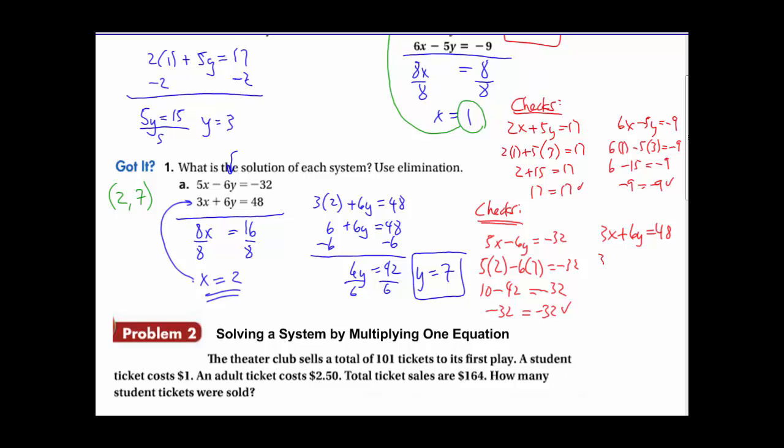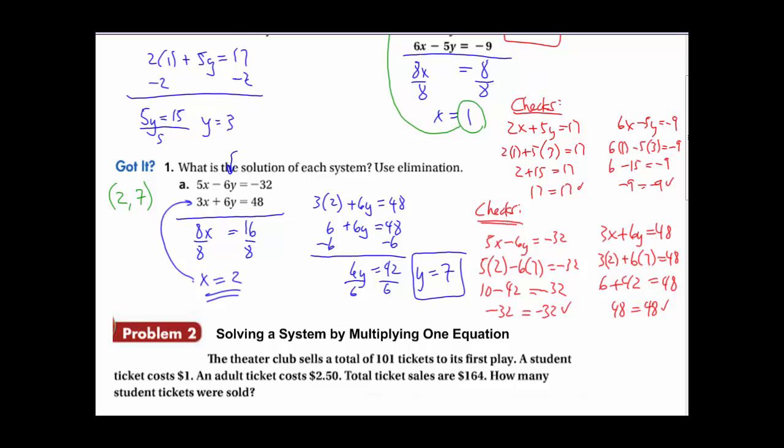For the next one, 3 times 2 plus 6 times 7 should be equal to 48. 3 times 2 is 6, plus 42 should be equal to 48. 6 plus 42 is 48. Woohoo! So we have a solution that was 2, 7.